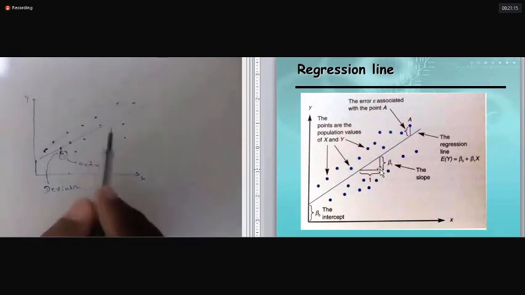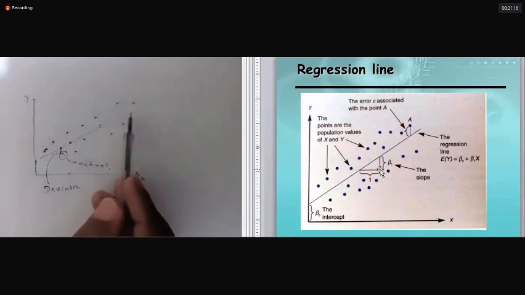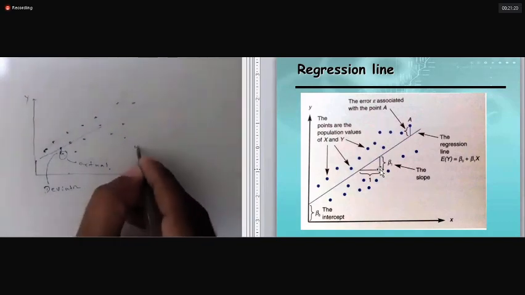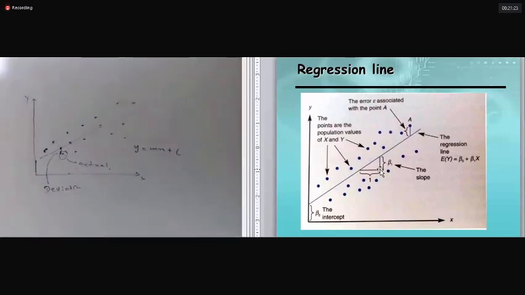Once we draw this line, we know that the equation of this line is y is equal to mx plus c. If we find the relationship, for example, y is equal to 2x plus 5, then if you want to find any future values, you can substitute for this x variable, then you can find the y value. So this is the technique here.